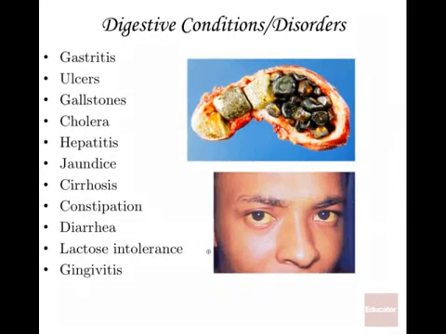So some digestive conditions and disorders. Gastritis is an irritation or infection of the stomach. It is curable. Antibiotics can help with that, of course. Ulcers. Ulcers don't just happen in the stomach. They can happen in various parts of the digestive tract. It's a wearing away of the lining. It can be very painful, and there can be even some internal bleeding.